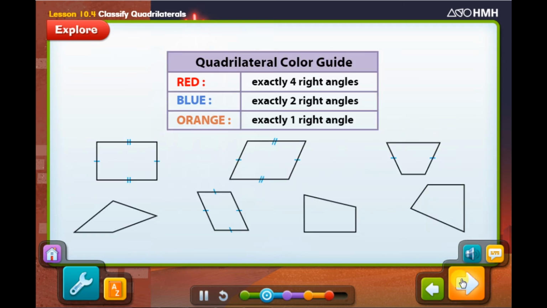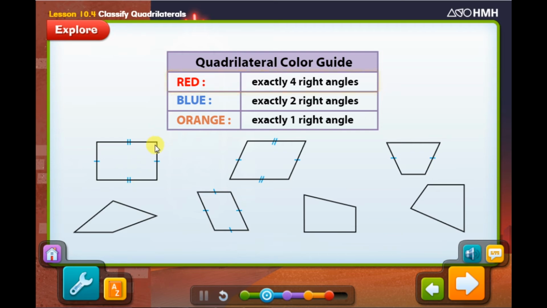One of these quadrilaterals appears to have exactly 4 right angles. Which one? You know, 4 right angles mean either a square or a rectangle. Do we have here a square? No squares. So let's see the rectangle. Here the rectangle. So 4 right angles.